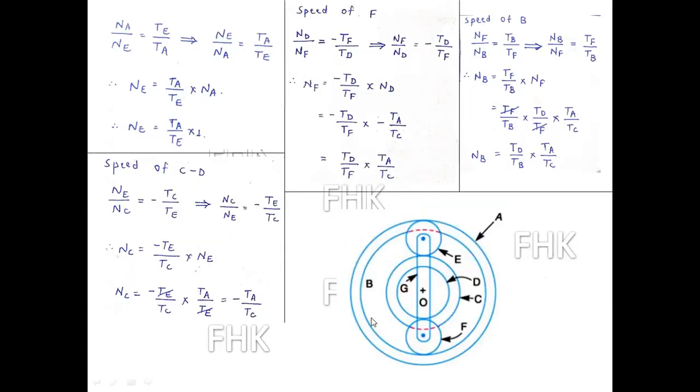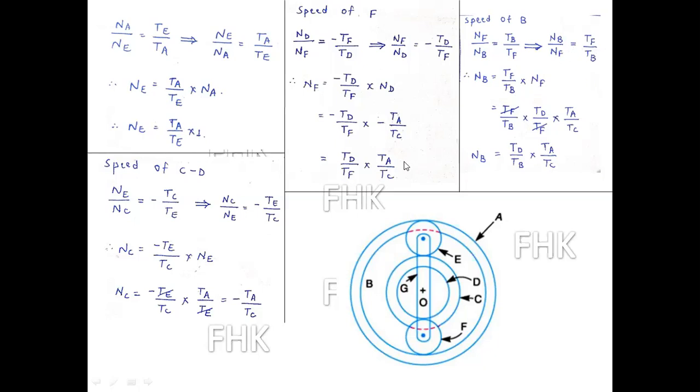Now we have to find out NB. NB is meshing with F, and we have the speed of F in terms of number of teeth. So the speed of B is equal to, this will become driver and this will become driven. So NF upon NB is equal to TB upon TF. Taking reciprocal, NB upon NF is equal to TF upon TB. So the value of NB is equal to TF upon TB into NF.